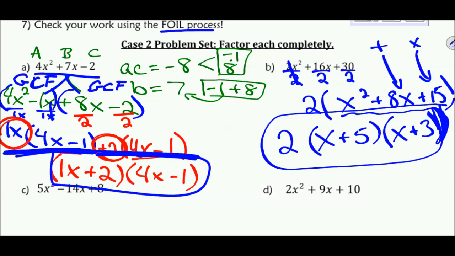What happened to the 8? The 8 turned into 5 times x and 3 times x together. Those add up to 8, and they multiply to give me 15. This is what you did on Blue for homework. That's the answer. There we have 3 factors, the greatest common factor, and then these 2 factors.